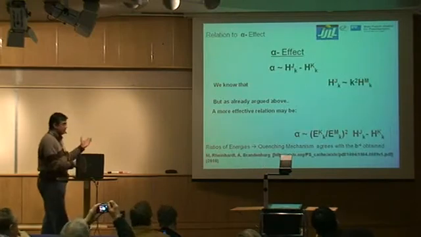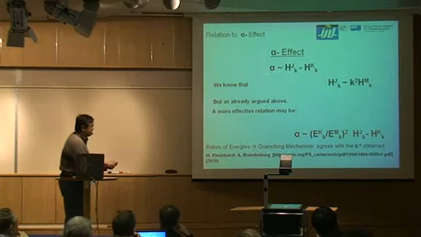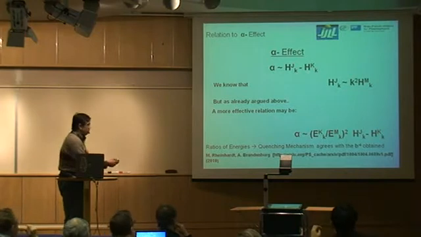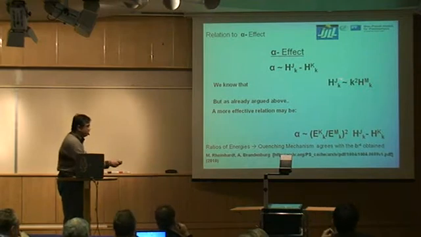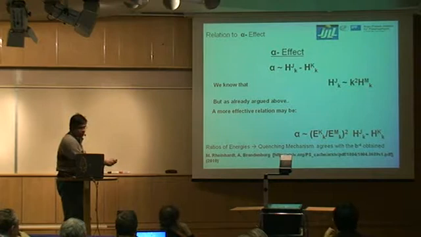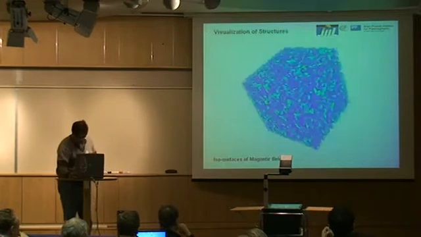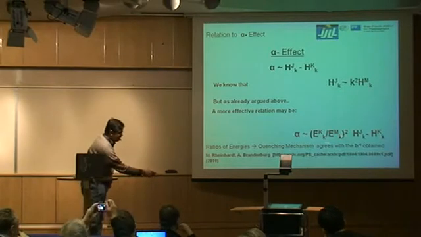Now, what is the relation of that particular work and the alpha effect? If you write alpha as a difference between current helicity and kinetic helicity, we know that current helicity is k square Hm. So as I already argued, this particular relation between Hk and Hm should have that additional term. So then the alpha would read like this.